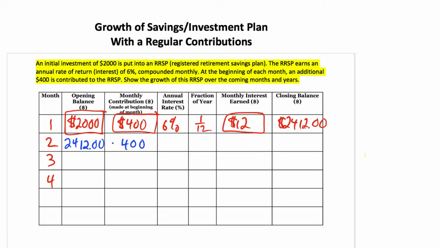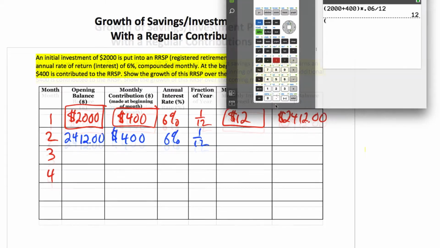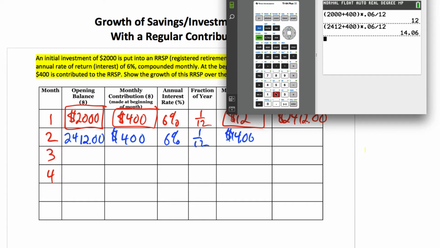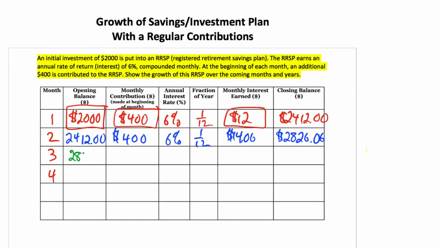This closing balance becomes our starting balance for month 2. Again, we're going to add $400 to this investment, and we're going to assume we're continuing to earn 6%. So again, to calculate, my opening balance plus my monthly contribution, this is what I'm going to earn interest on. Multiply by the interest rate, 6% a year divided by 12. So in month 2, I'm making $14.06, which means that at the end of the month, I have my opening balance plus my contribution plus my interest earned. My closing balance is $2,826.06, which then becomes the opening balance for the following month.